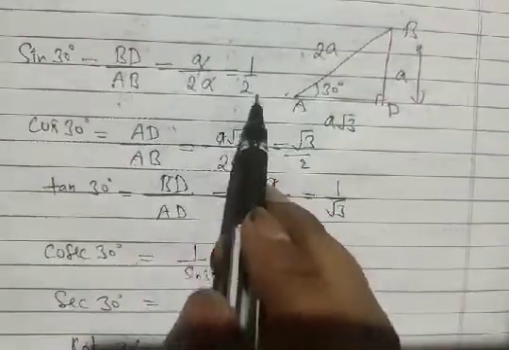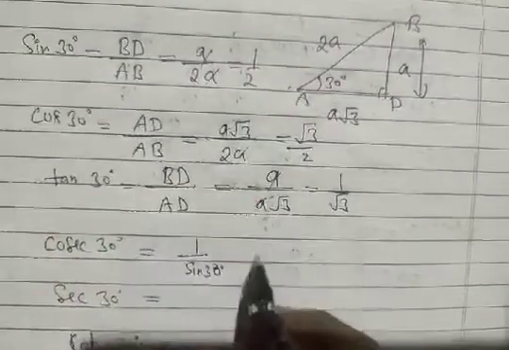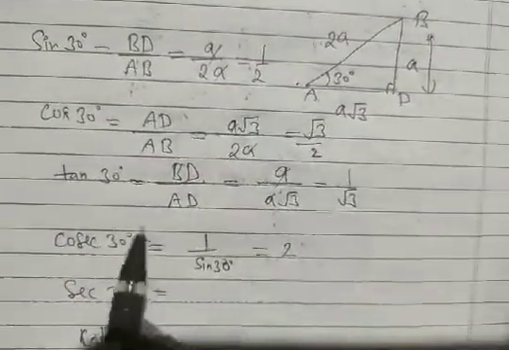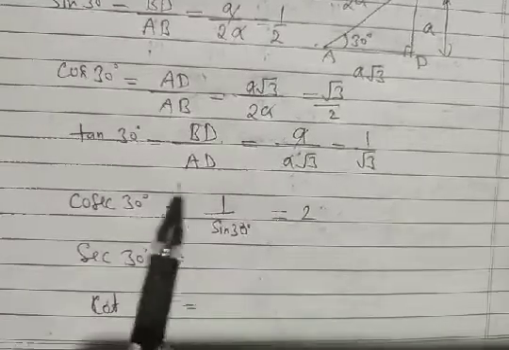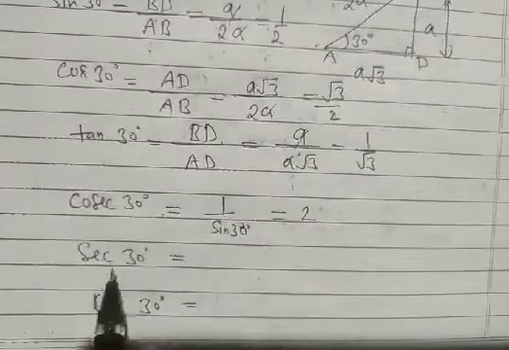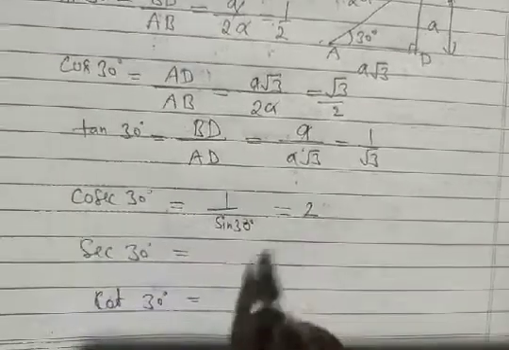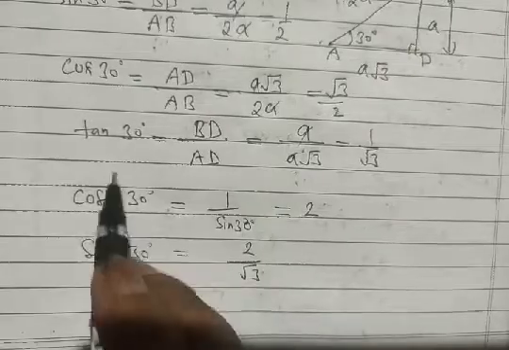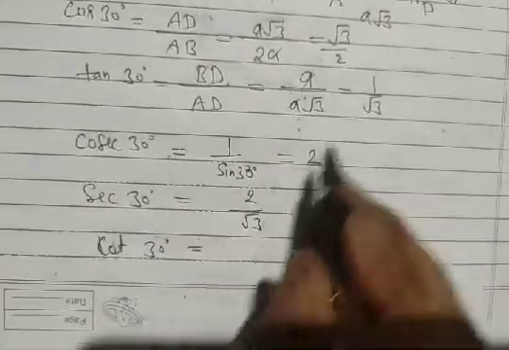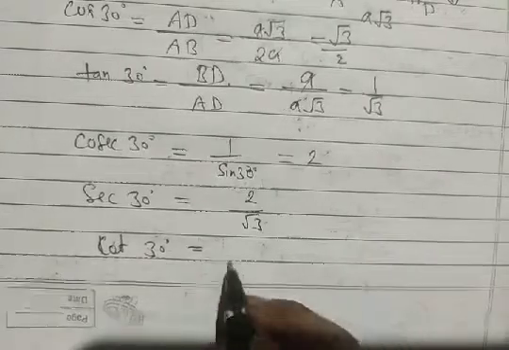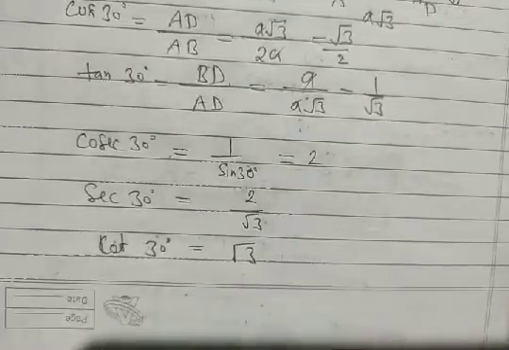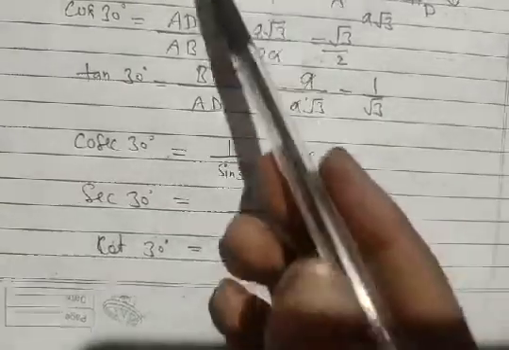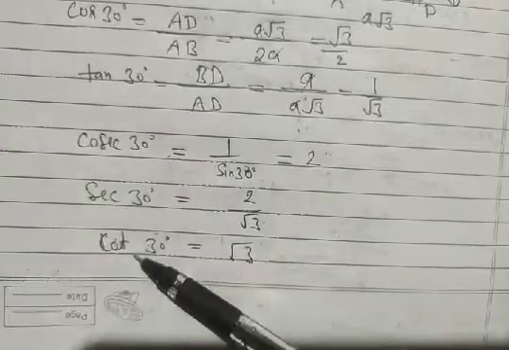Now, the reciprocal of sine 30: sine 30 is 1 by 2, and cosec is the reciprocal of sine, so its value is 2. Similarly, sec is the reciprocal of cos. Cos 30 is root 3 by 2, so sec 30 is 2 upon root 3. And cot 30 is the reciprocal of tan 30, the reciprocal of 1 by root 3, so we get root 3. I am using the reciprocal formula there. You can also find the values of cosec 30, sec 30 and cot 30 in a similar manner.